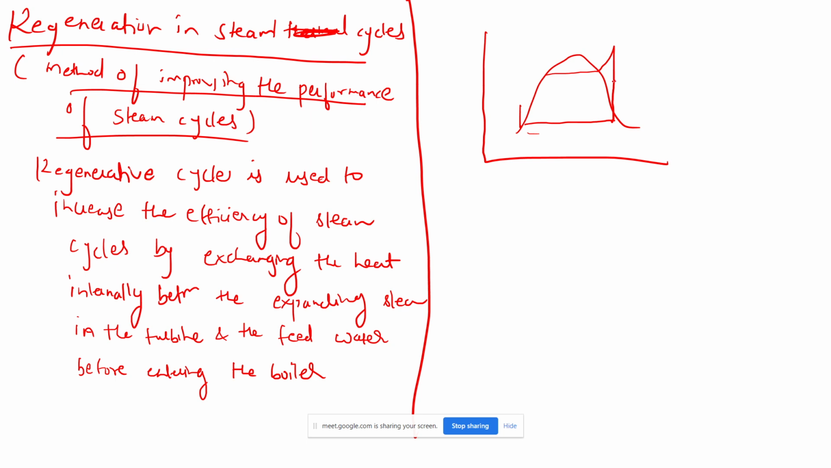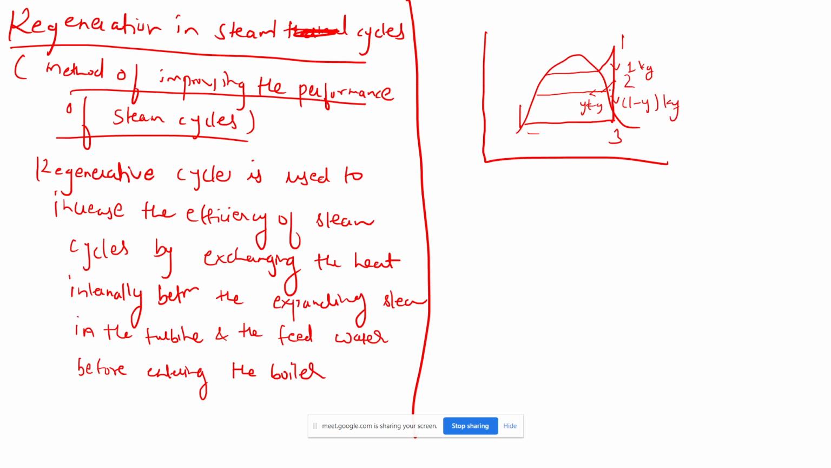Like this point we will extract. This is point 1, 2, 3. Suppose here it is 1 kg. So what we will do, we'll extract some steam at this stage. Suppose y kg we are extracting. So what will remain is 1 minus y kg.